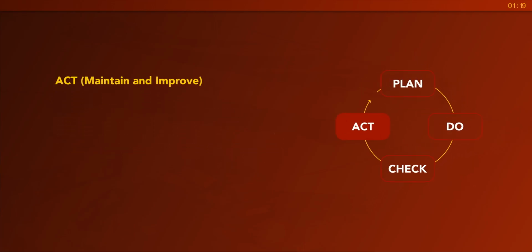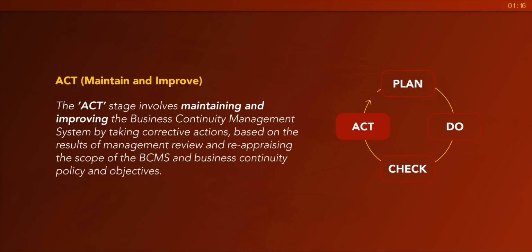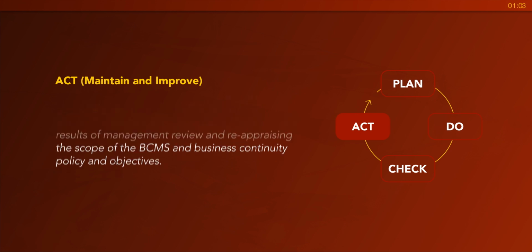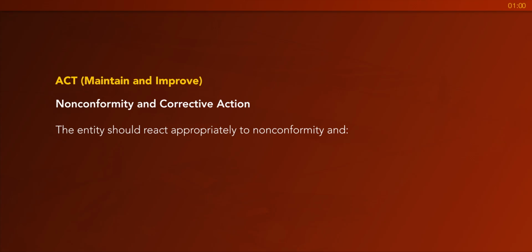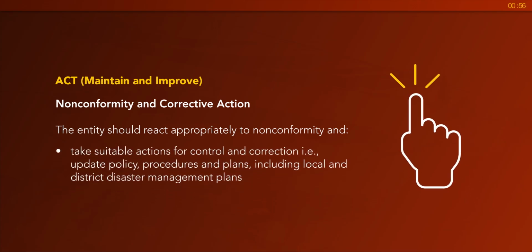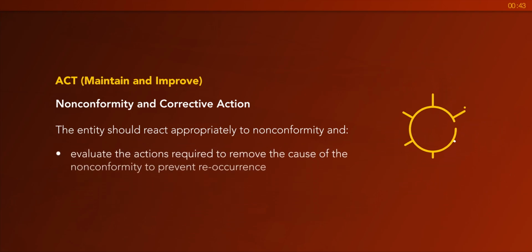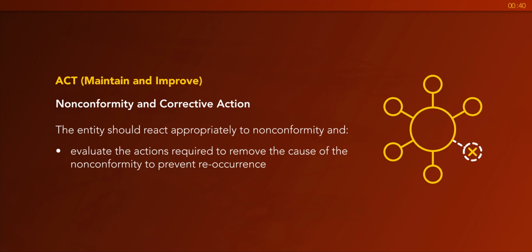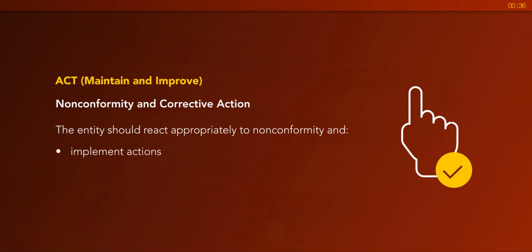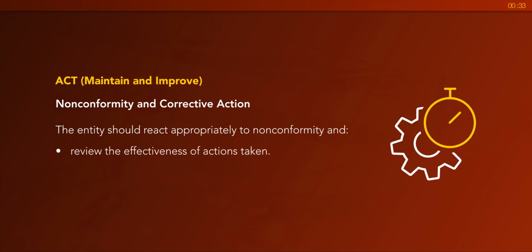Act, or maintain and improve. The act stage involves maintaining and improving BCMS by taking corrective actions based on the results of management review and reappraising the scope of the BCMS and business continuity policy and objectives. Nonconformity and corrective action: the entity should react appropriately to nonconformity and take suitable actions for control and correction. That is, update policy, procedures and plans, including local and district disaster management plans. Address the consequences. Evaluate the actions required to remove the cause of the nonconformity to prevent reoccurrence. Implement actions, as well as review the effectiveness of actions taken.